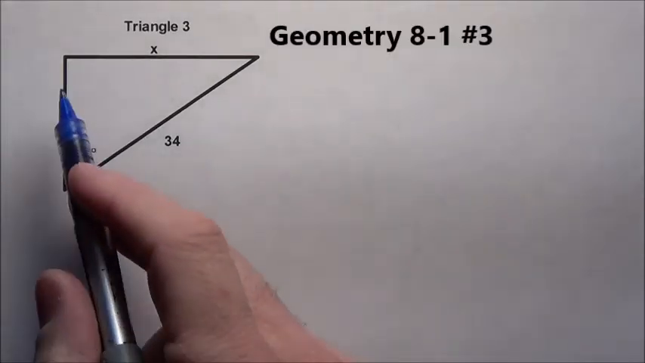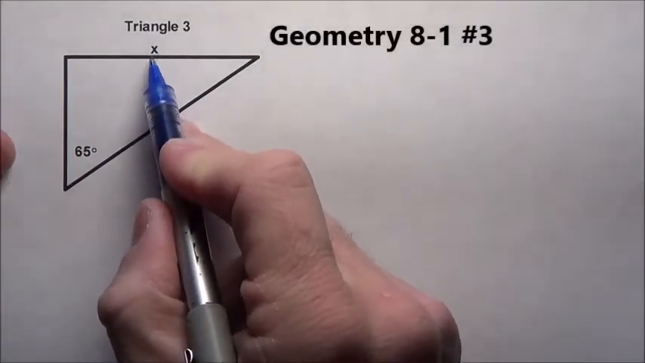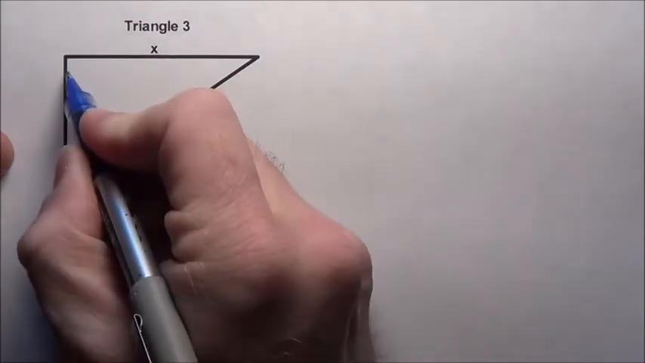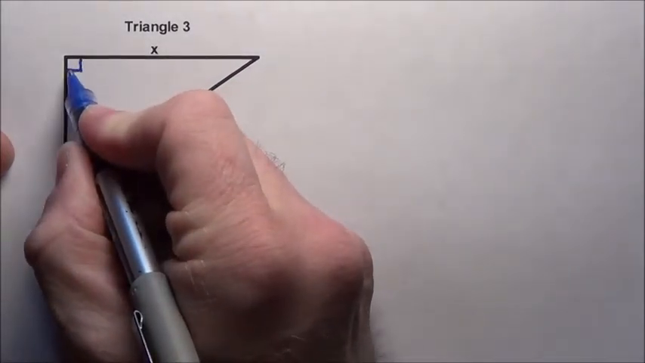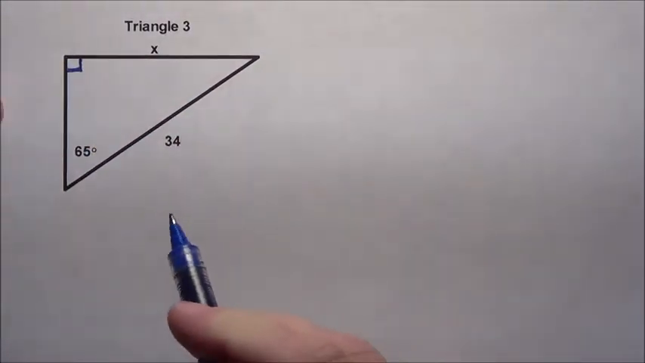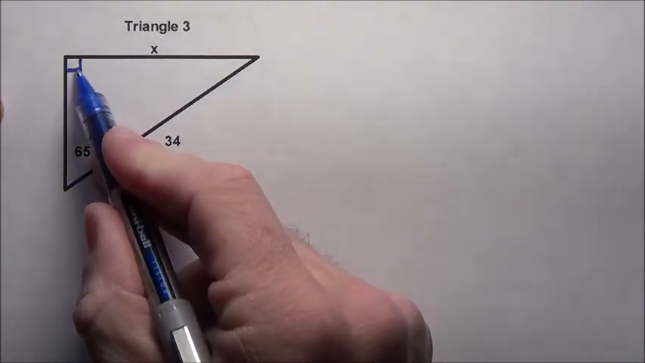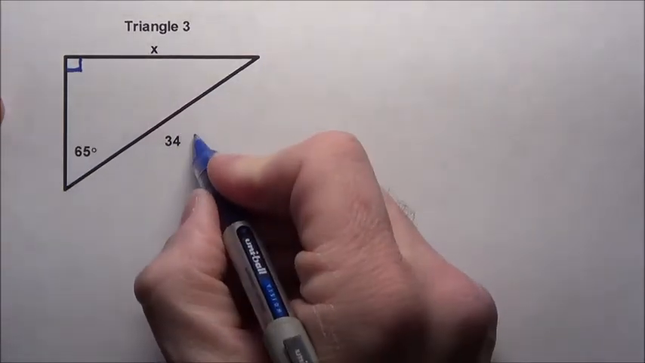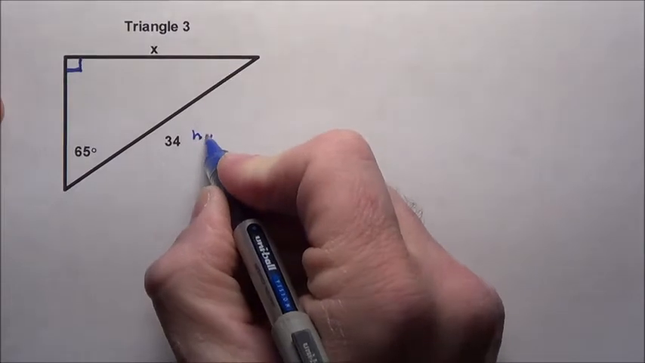Here's triangle 3. We have a right triangle. We're trying to find this missing side length x. Now we can see this is a right triangle, so we know that's 90 degrees right there. It told us it was a right triangle. Across from the right angle is always the hypotenuse. So you and I know this 34 is the hypotenuse side.